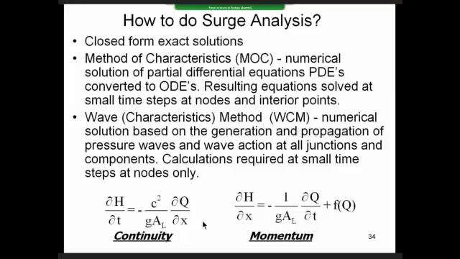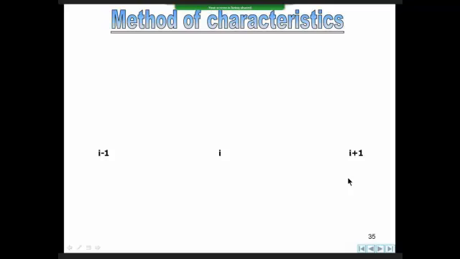The method of characteristics is a numerical method that's been around quite a while, which is basically a technique to convert these partial differential equations to ordinary differential equations and solve them. And finally, there's a method that we developed called the wave method or wave characteristic method, which is a numerical solution based on the concept of pressure wave movements in the system. So I want to talk a little bit about these approaches.